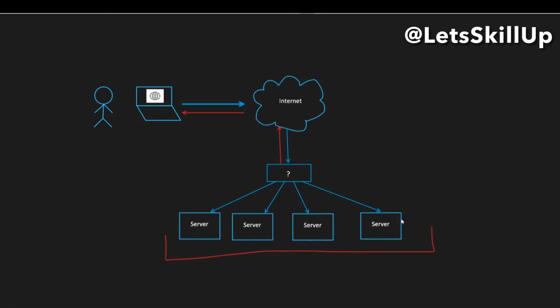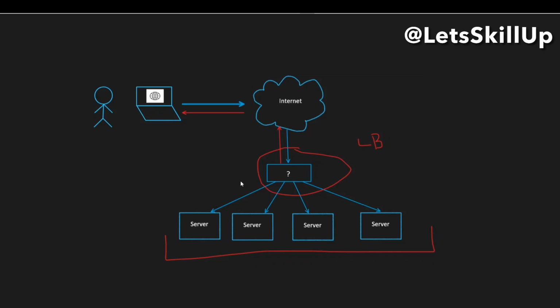But how do we know which server can be used for a given request? That's where we need some kind of intelligence which can distribute incoming requests among your server. That intelligence is offered by a load balancer. Load balancers distribute incoming requests to computing resources such as application servers or databases.